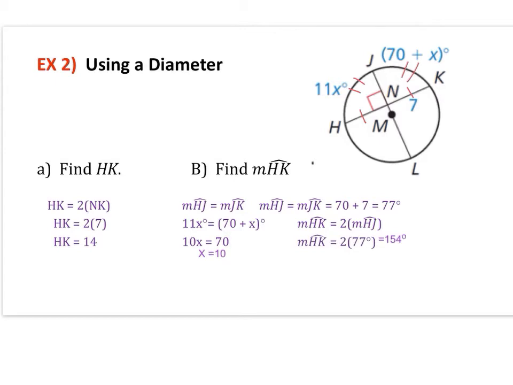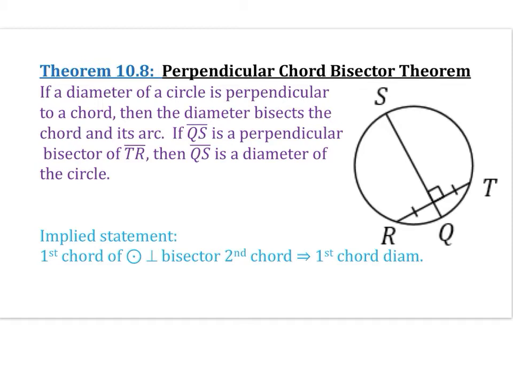So the measure of arc HK comes out to be 154 degrees. All right, our next theorem is the perpendicular chord bisector theorem. If a diameter of a circle is perpendicular to a chord, then the diameter bisects the chord and its arc. If segment QS is a perpendicular bisector of segment TR, then segment QS is a diameter of the circle. So it's almost the switch of the previous theorem.